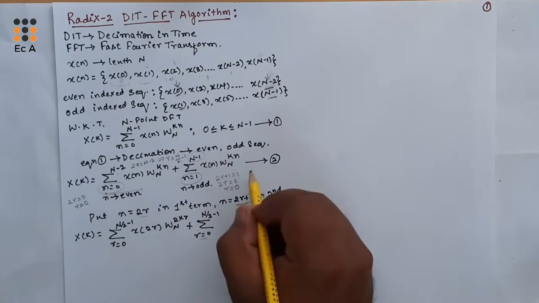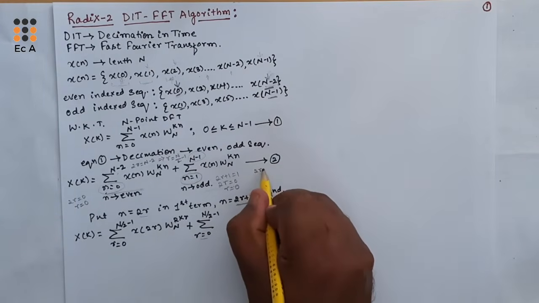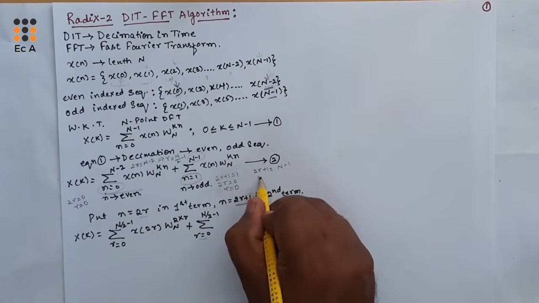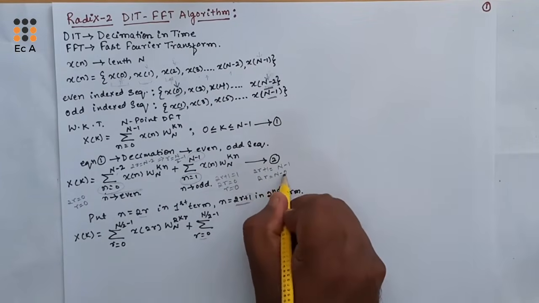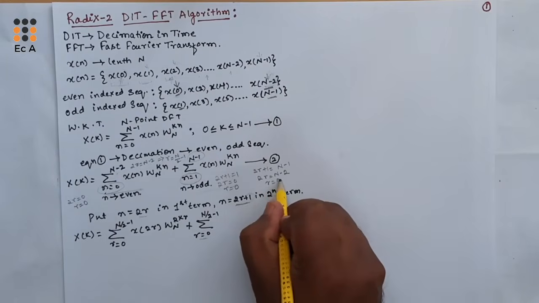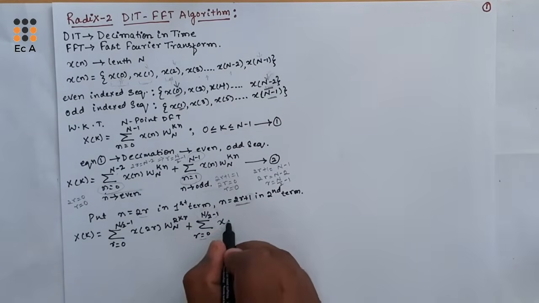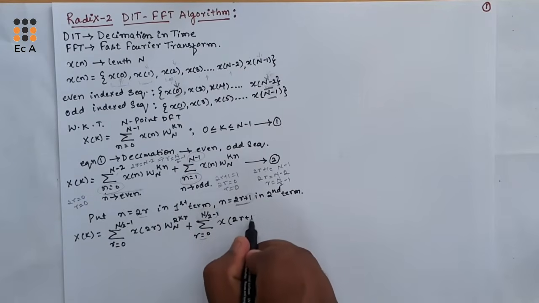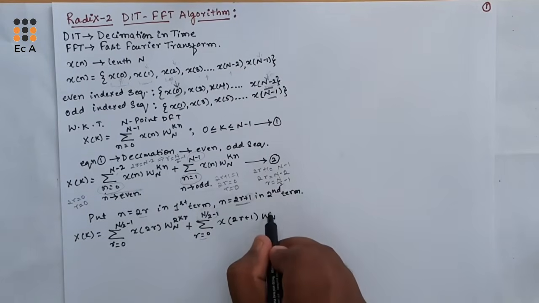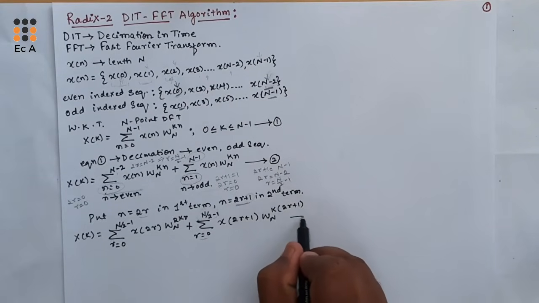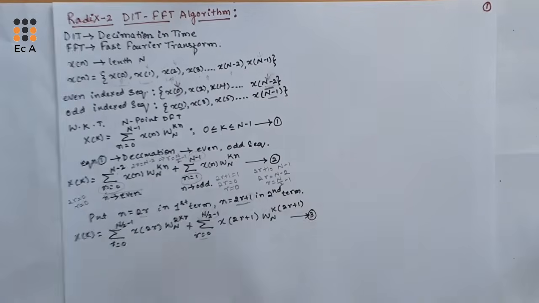For the upper summation limit, we can write 2r plus 1 equal to N minus 1, 2r equal to N minus 2, r equal to N by 2 minus 1. So, that is why for the upper limit we have written it as N by 2 minus 1. X of 2r plus 1 W_N to the power of k into 2r plus 1. Let us call this equation number 3.